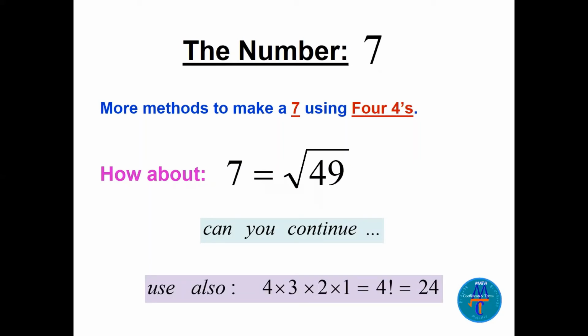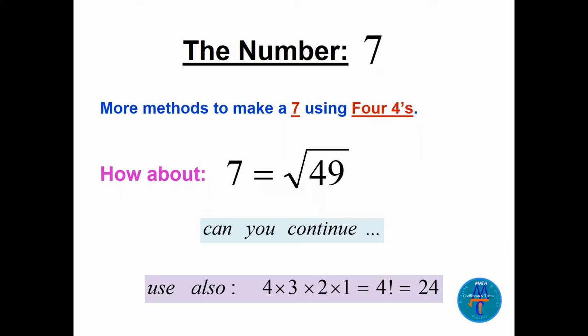Now, how can we continue? Can you try to think, please? Train your mind. 7 is equal to square root of 49. So I have to play with the number now, 49, play with it until you get 4 4s.